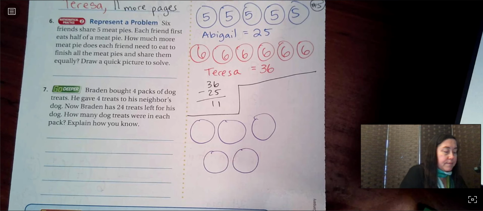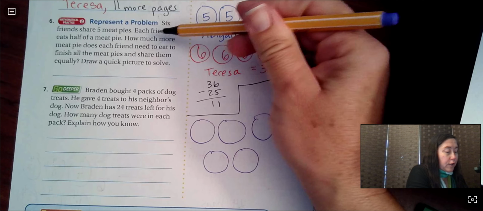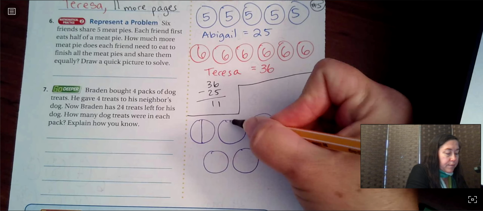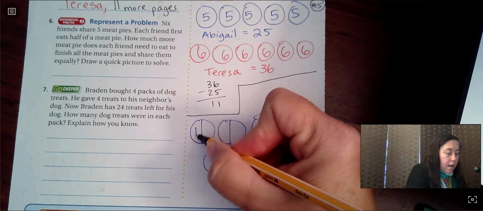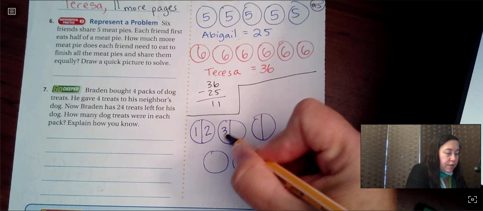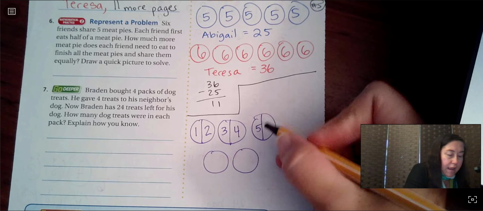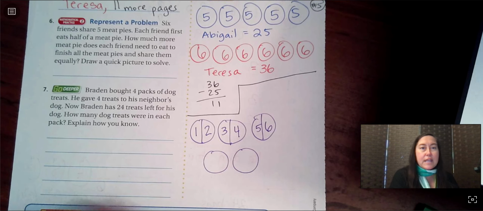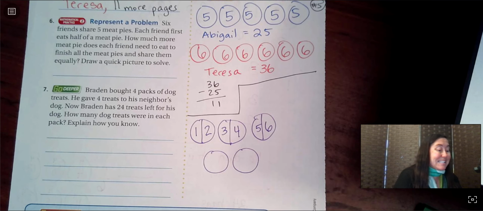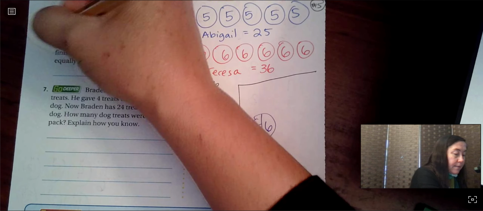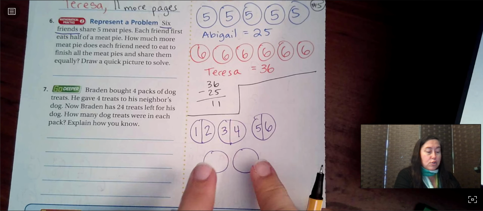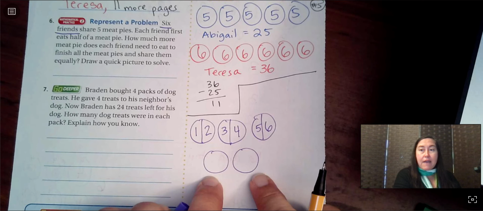So here's 5 pies, right? And first, each friend eats 1/2. So friend 1 eats a half, friend 2 eats a half, friend 3 eats a half, friend 4 eats a half, friend 5 eats a half, and friend 6 eats a half. They each get a half. But now there's 2 pies left, and they have to share it 6 ways because there's 6 friends. So I need these 2 pies to turn out having 6 pieces, right? So they can each get one of the pieces.